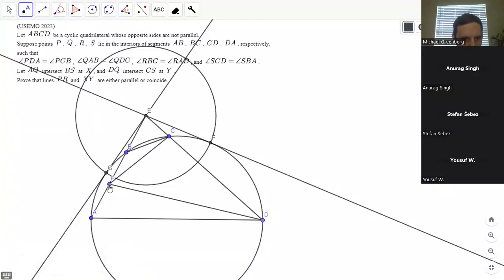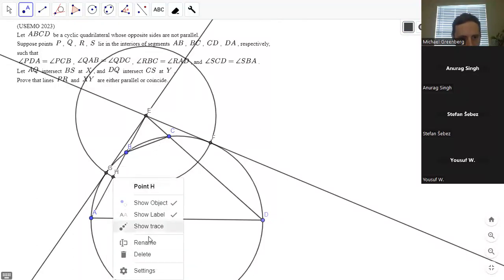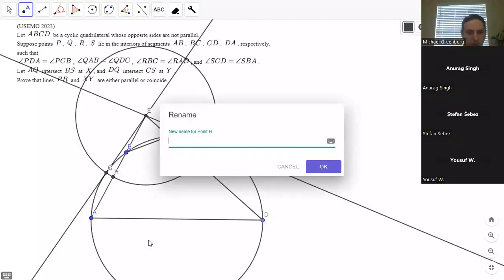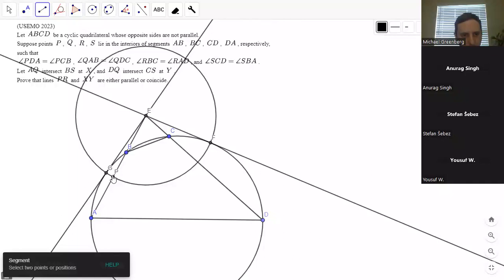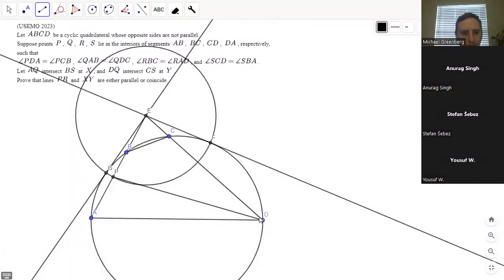And so that should be point P. And also, yeah, you can easily angle chase that point is actually the point P. Okay, so we come up with point P that way.